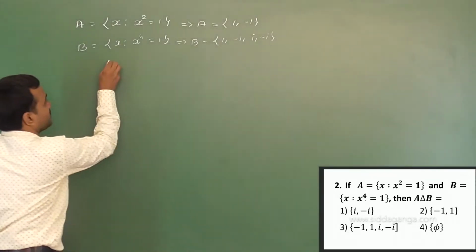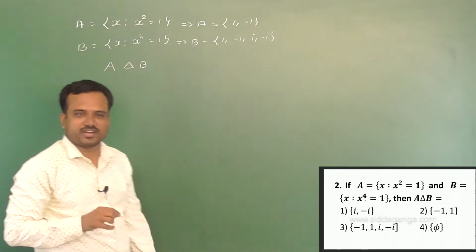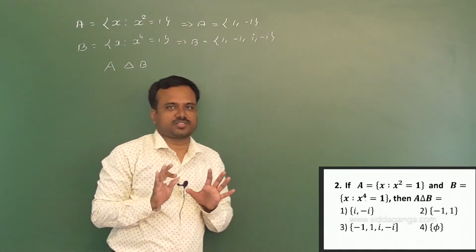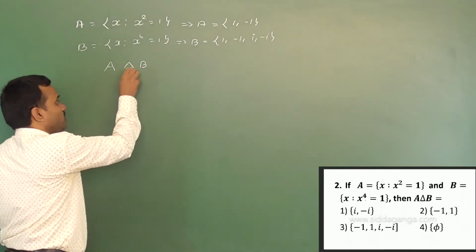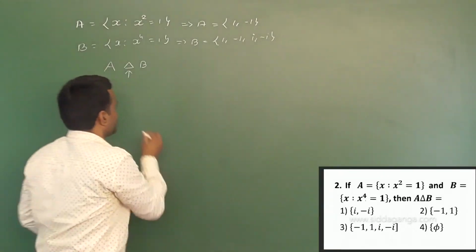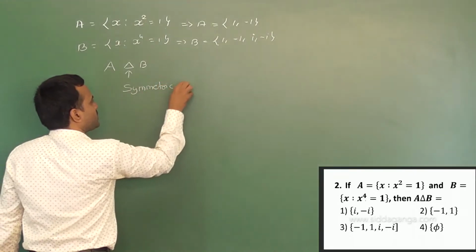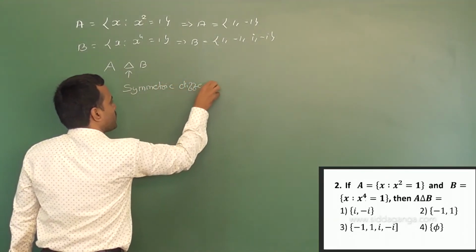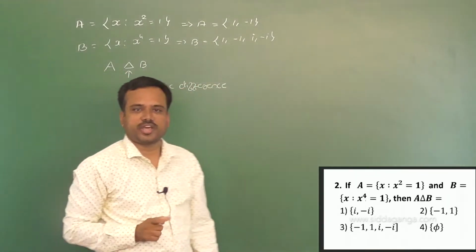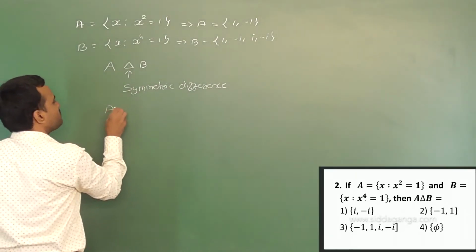Here the symbol triangle is given, A triangle B. This is new for you. We are not discussing it in the theory classes. This notation we call symmetric difference. Symmetric difference. This triangle notation we call symmetric difference.